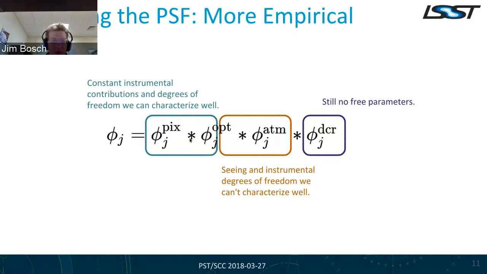So this means that the wavelength dependence of that first blue part, the constant and well-characterized distribution parts from the optics, we do know what that is from physics. The wavelength dependence of this brown part, we don't know from physics. We'll have to learn that empirically from the colors of the stars that we're putting into the models.